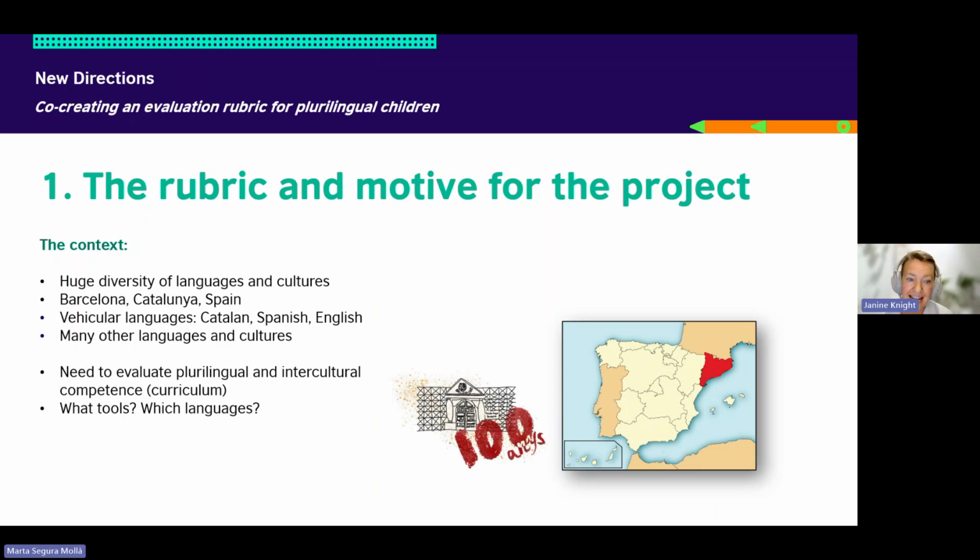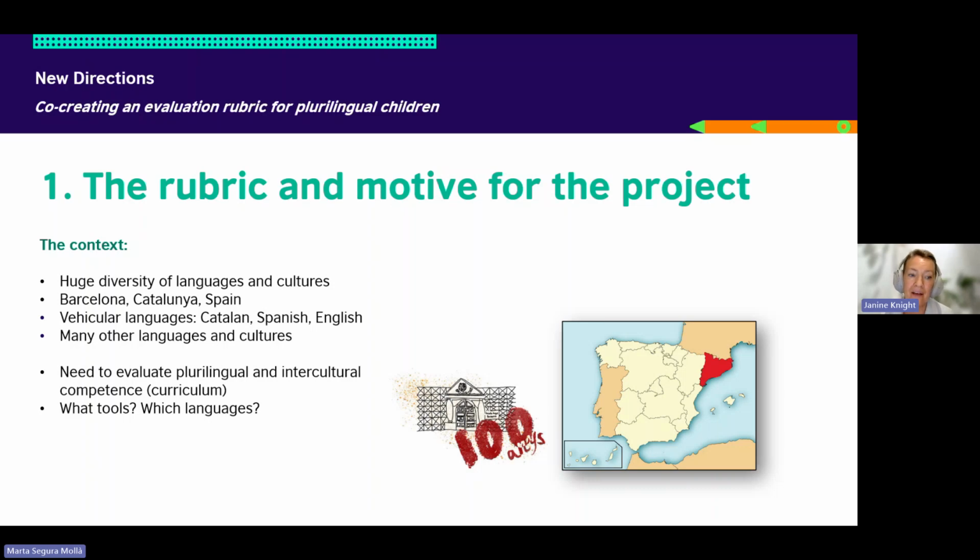And this diversity, as I'm sure many of you know, is not unique and characterizes many schools, especially in Europe. So the primary school in this project is based in Barcelona, Catalonia, Spain, which you can see on the map here on the slide. And the official school language in the state system in Catalonia is Catalan, and Spanish is also being taught as a language subject, and English is also typically taught as a foreign language in the schools.